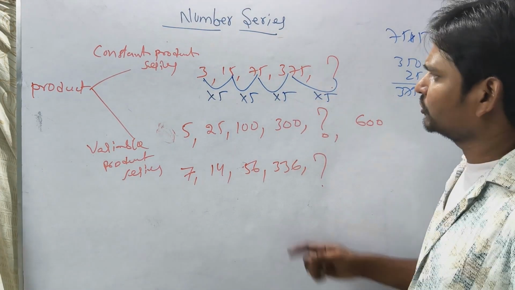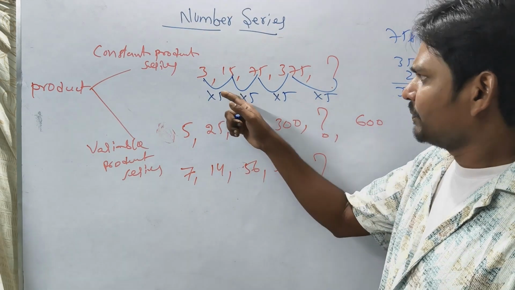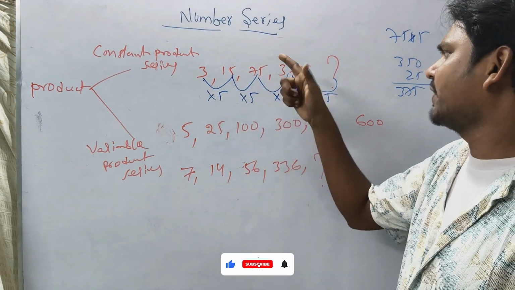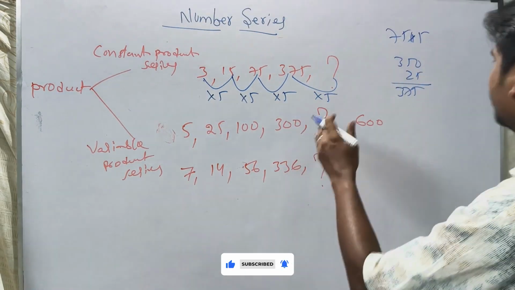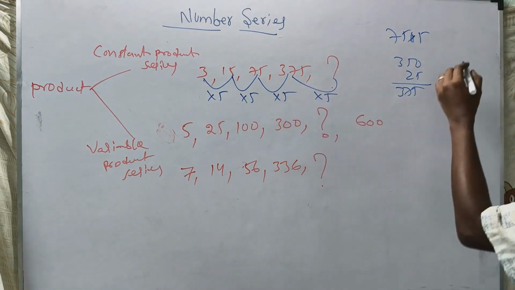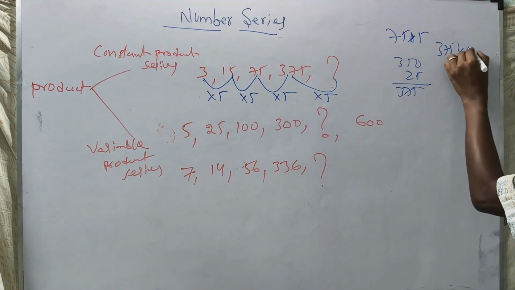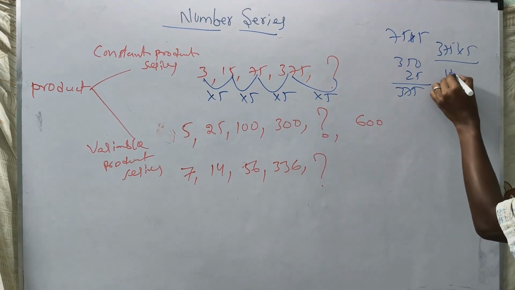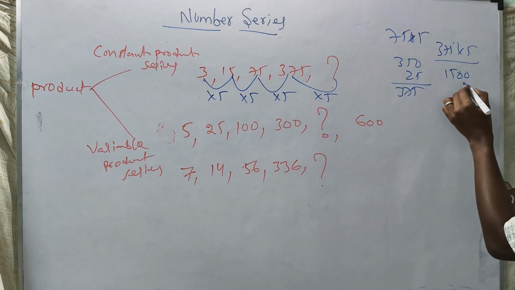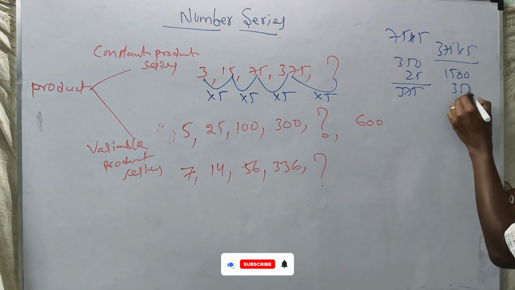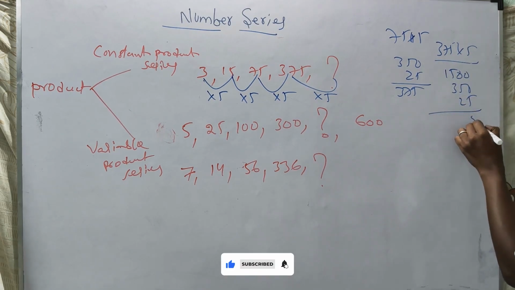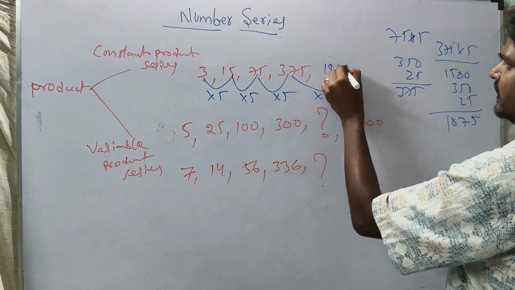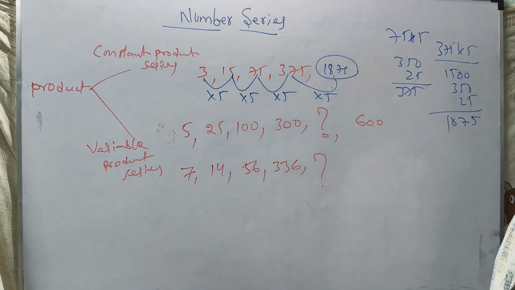According to the same pattern here, every term multiplied by 5, you will get the next term. Again 15 multiplied by 5, you will get the next term. Like that it is going on. Next, 375 into 5, correct? Now I use the split and merge method. 5 into 300, 1500. Now 5 into 70, 350. 5 into 5, 25. Together it gives 1875. So your answer is 1875. Clear, all of you?